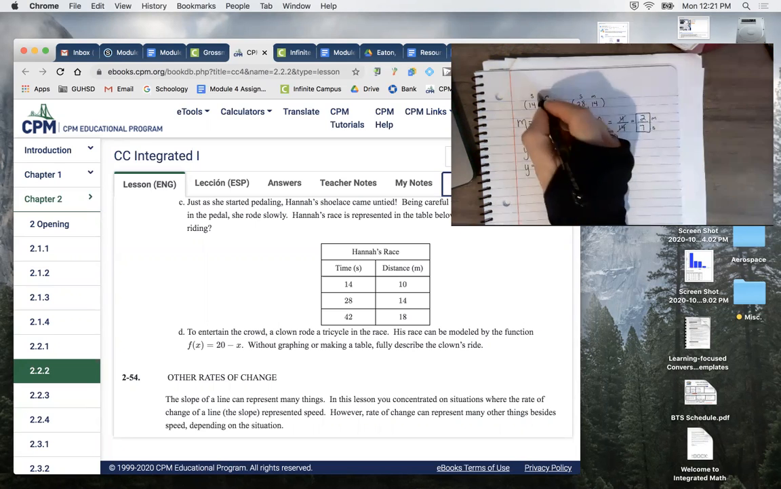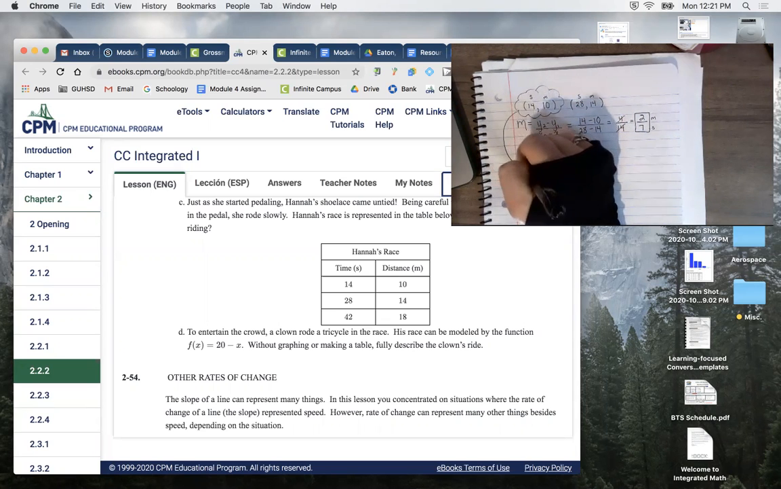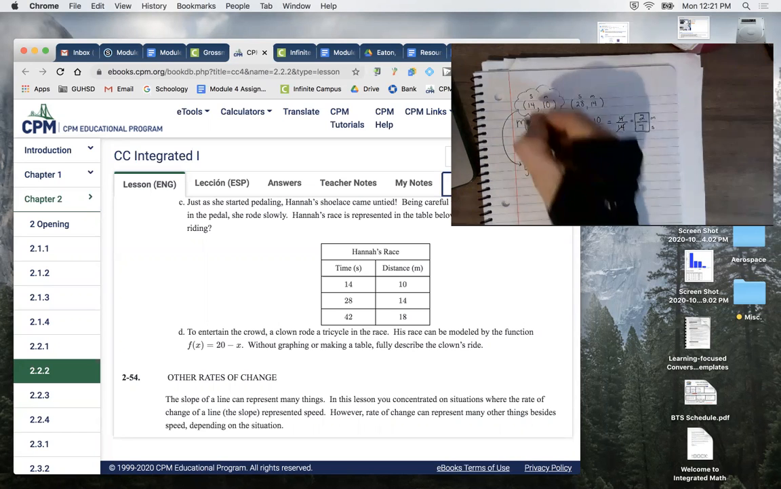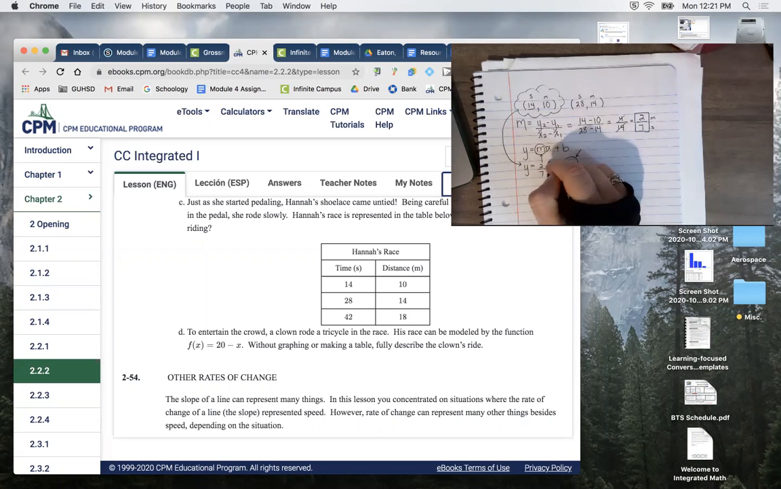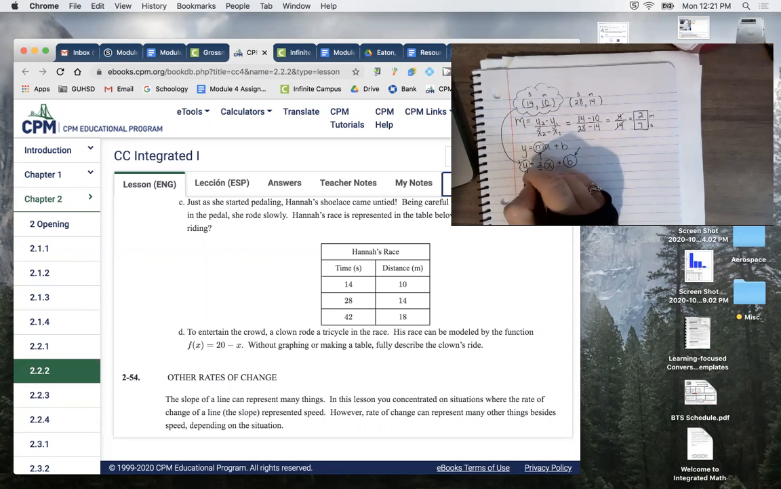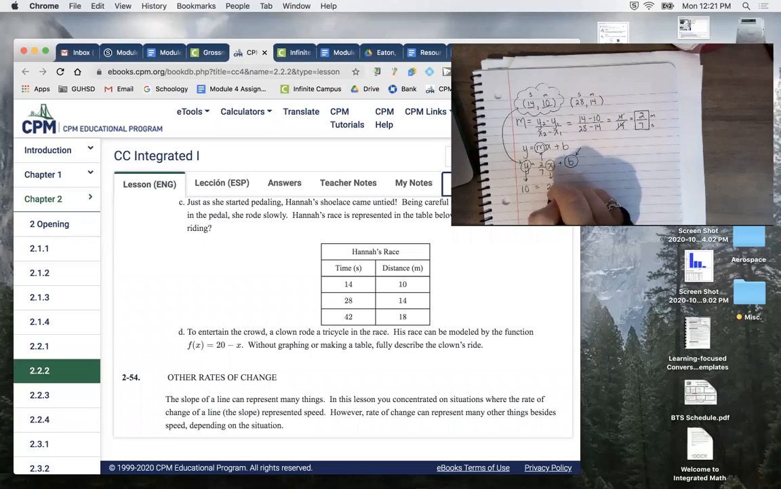I'm going to choose the smaller point, but you can choose either one. And I'm going to plug it into here to solve for b. So I'm going to plug in 14 for my x. And I'm going to plug in 10 for my y. So what I have here now is 10 is equal to 2 over 7 times 14, and you can think of that as 14 over 1, or it can just be 14. And then I have plus my b.